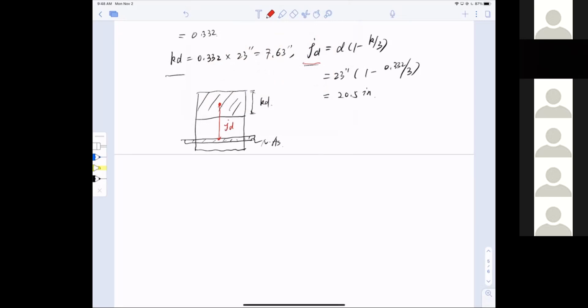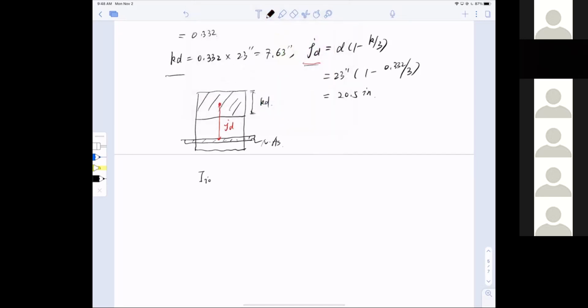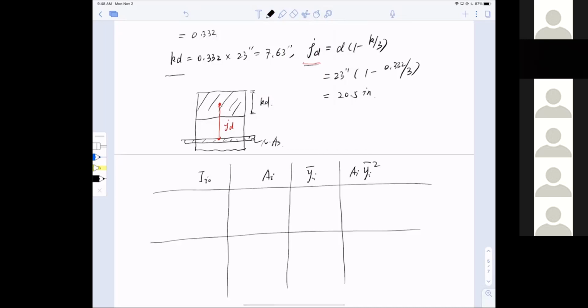Okay, how to do moment of inertia. So I move out the table again. I wheel out my old dear friend, the table. Io, that is the moment of inertia, and Ai, area, and yi, okay? And Ai yi bar squared, and make the table just like before, right? Just like I did before, okay? And let's call this 1 and call this 2.